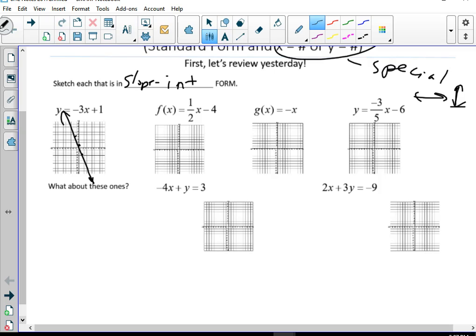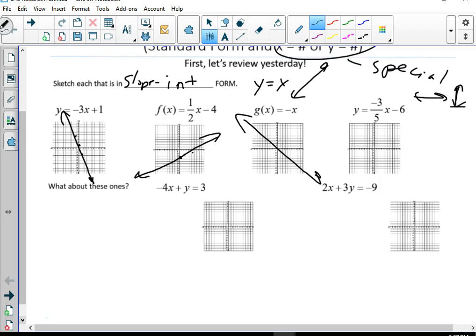1/2 x minus 4, we're going to start down here, negative 4. And I'm just estimating. Up 1, right 2, up 1, right 2. Something like that, kind of a flatter line. I'm not being very specific because they're very tiny graphs. Okay, we got the general idea though of where it goes through on the y-axis and about what the steepness is. Now, we know that y equals x is that diagonal line that way. Well, y equals negative x is just the diagonal going the opposite direction. It's the same line, just flipped over.